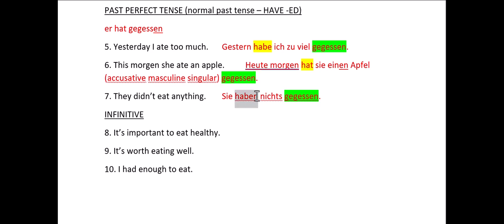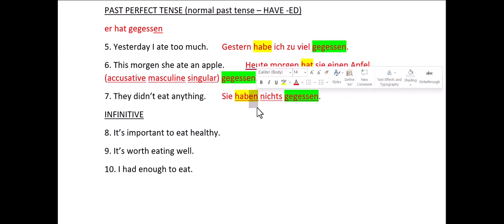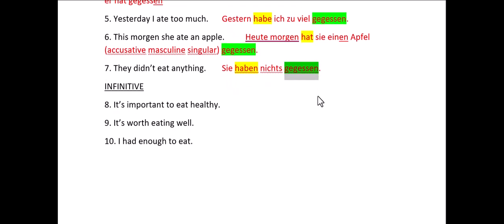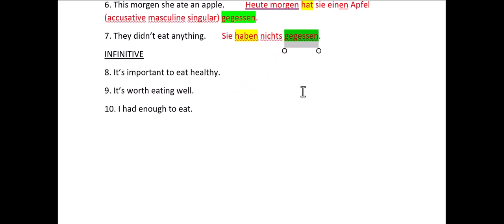And this helping verb, of course, it does change. It changes according to who's in charge of the verb. In this case, it's a they. That's why we've got this en ending, haben in the present tense, used as a helping verb for essen in the past tense. Let's finish with some infinitive forms.